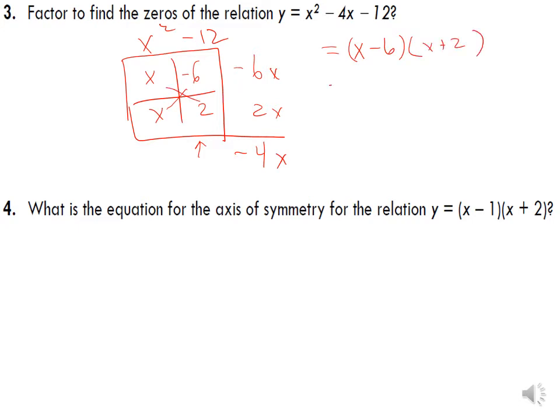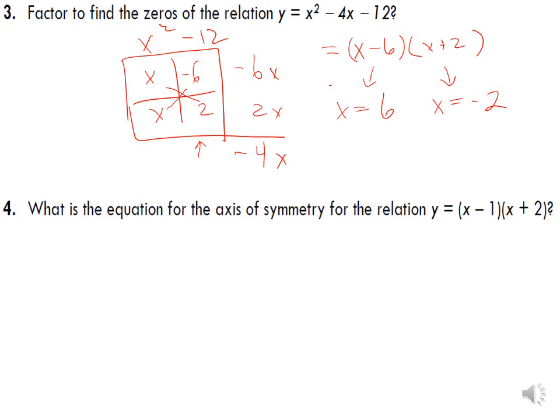And then from yesterday, the zeros, remember that's what makes each bracket 0. So from your first bracket, what value of x will make that 0? So what minus 6 is 0? 6. 6 minus 6 is 0. What makes the second bracket 0? What plus 2 is 0? Hopefully you're thinking negative 2, because negative 2 plus 2 is 0.